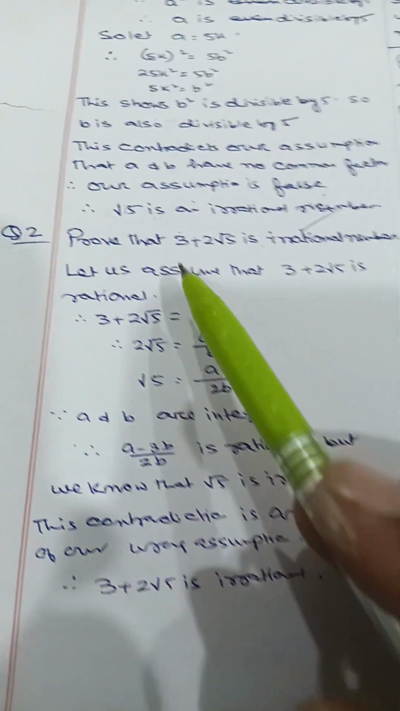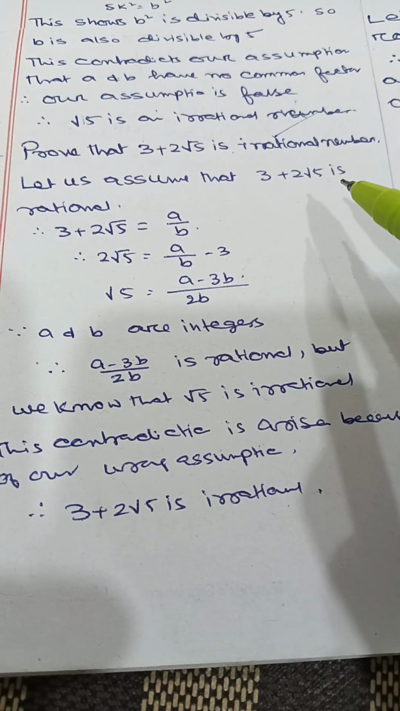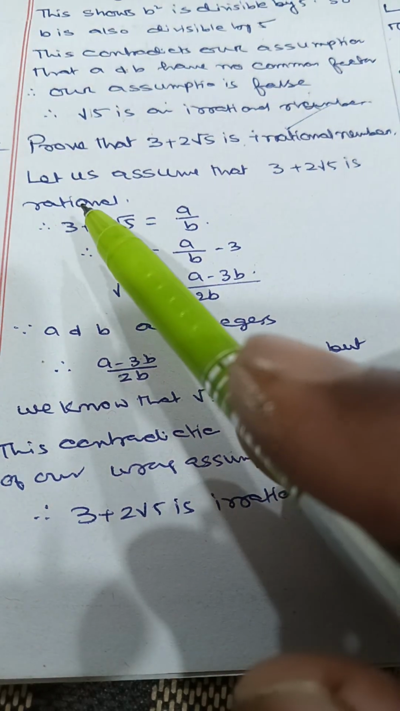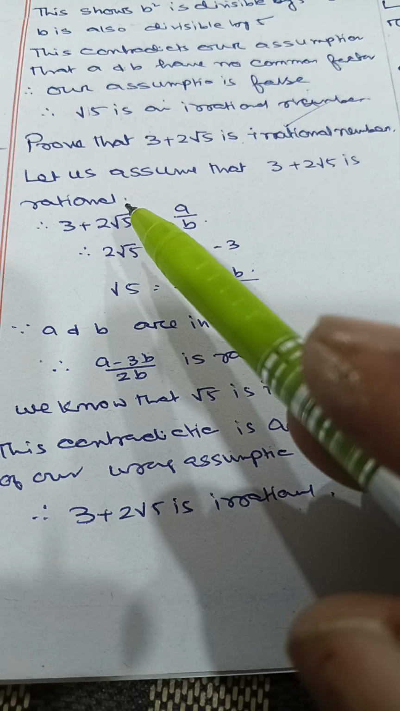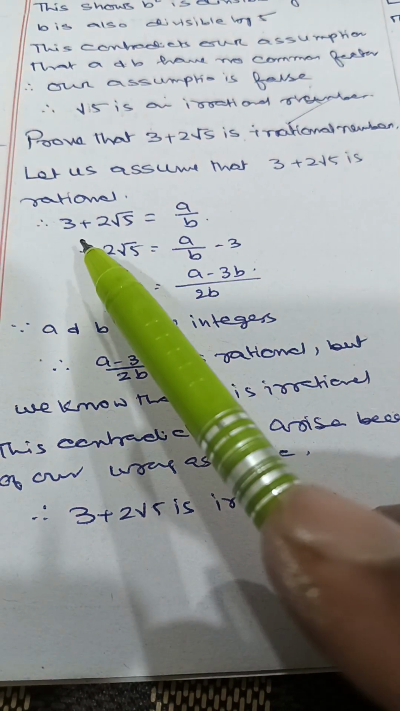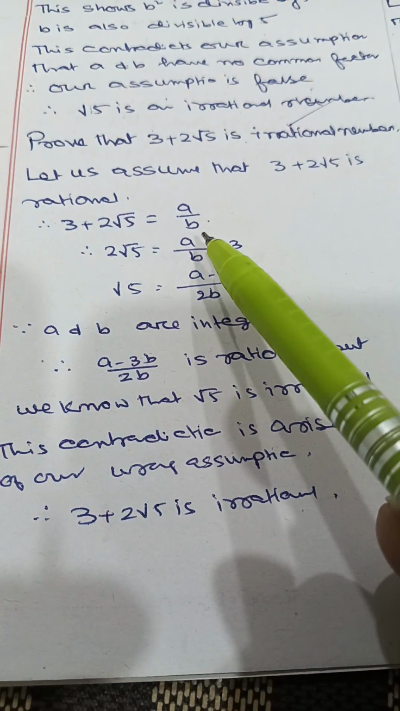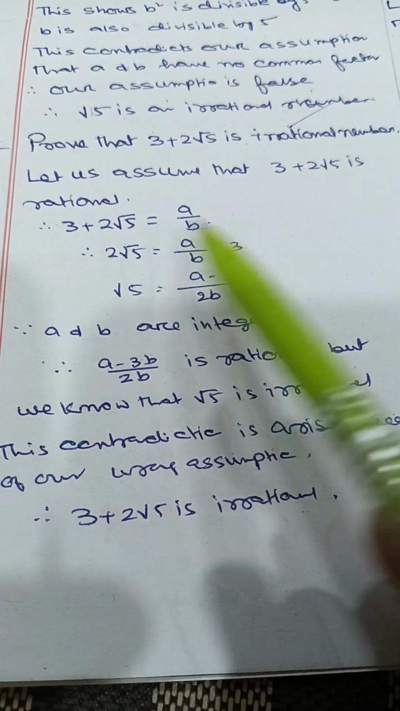So this is the question, second question: prove that 3 plus 2 root 5 is an irrational number. Again, you start with the same thing. Let us assume that 3 plus 2 root 5 is a rational number. We know a rational number can be written in the form of a by b. So 3 plus 2 root 5 equals a by b. So 2 root 5 can be written as a by b, and this 3 will come to this side.